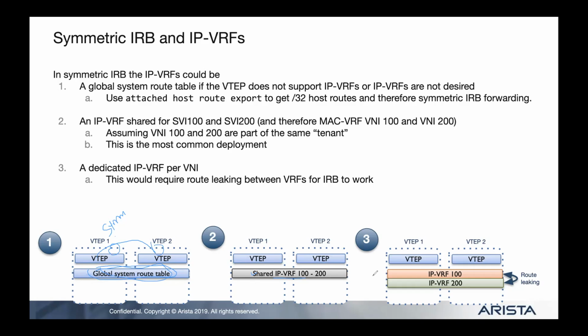In fact, you can also have different IP VRFs. Let's say you have two different customers, Customer A and B. Customer A has VLAN 100 and Customer B has VLAN 200 connected here, and they want to communicate with different VLANs, 300 and 400.